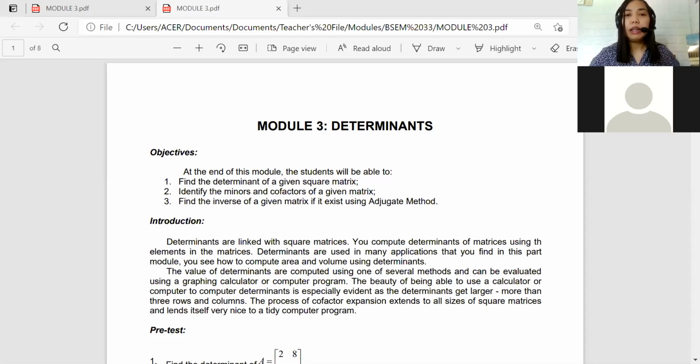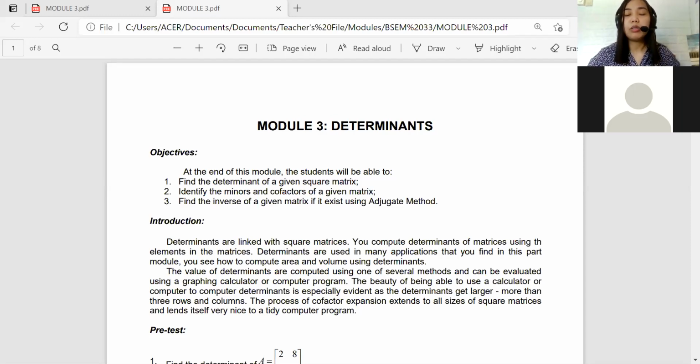So determinants are linked with square matrices. So these are only applicable for square matrices. You compute determinants of matrices using the elements in the matrices. Determinants are used in many applications that you find in this module. So you see how to compute area and volume using determinants.